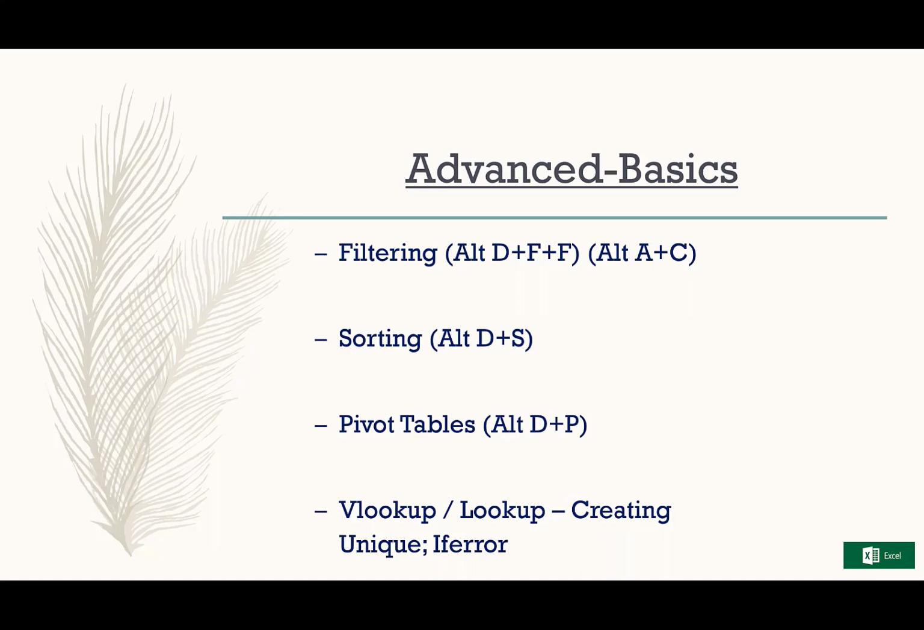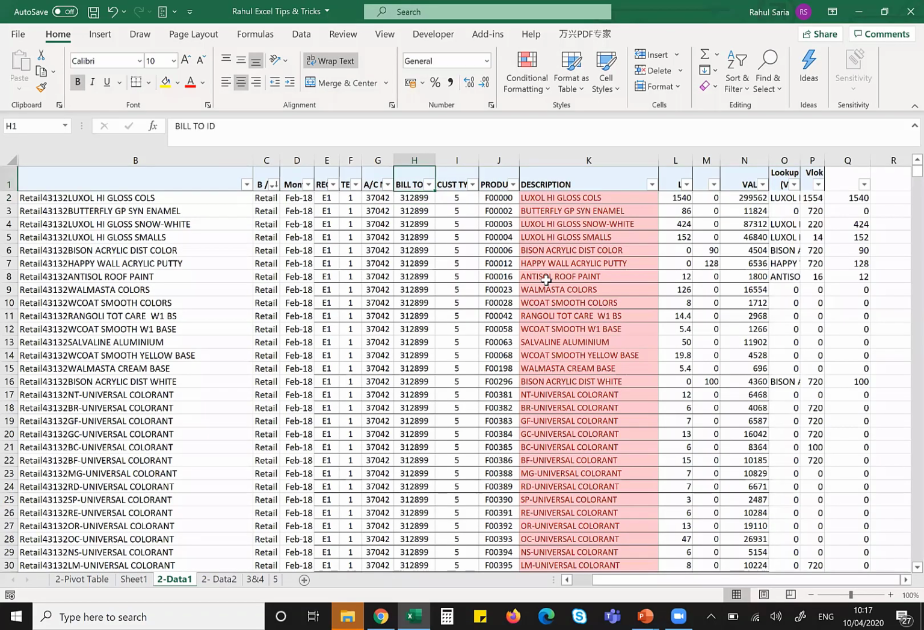Next is VLOOKUP. Now what's a VLOOKUP? It is used to find a particular piece of data in a large string of data. Say for example, now I'll show you how I create that. How do I use VLOOKUP? As you can see in this sheet, I have a lot of products, right? Like for example, one product is Luxol High Gloss Colors.